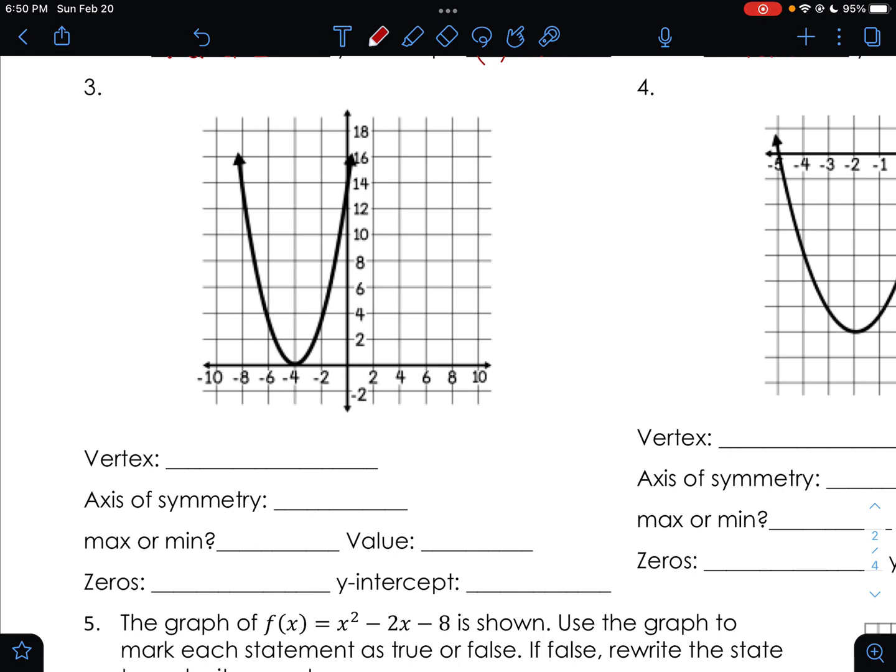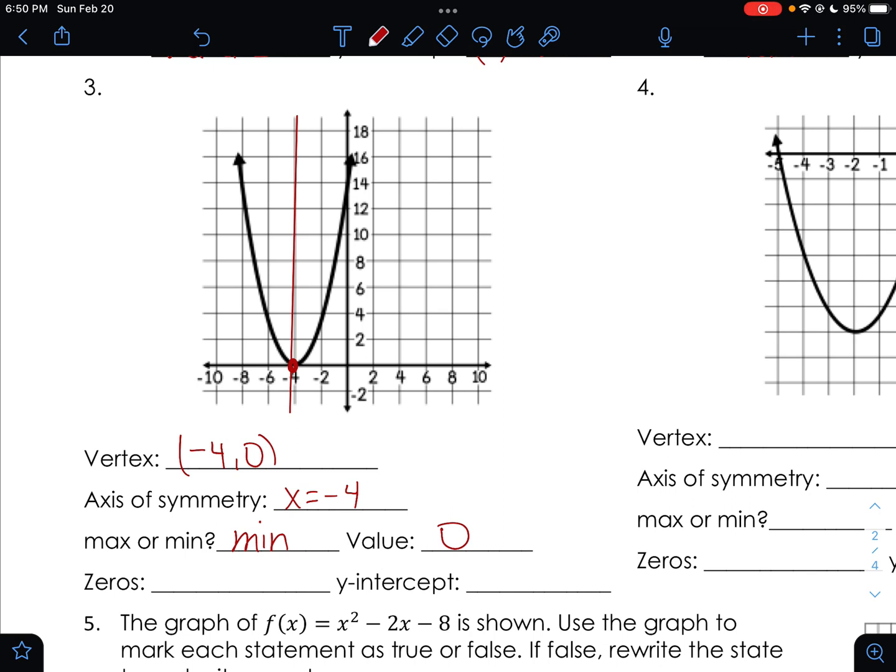So the vertex, that is this lowest point on the graph right here. That would be -4, 0. The axis of symmetry, remember, is a vertical line that goes through our vertex. So it's right there. That would be x equals the x value of the vertex, which is -4. This has a minimum because there's a lowest point on the graph. That minimum value is going to be the y value of the vertex, which is 0.